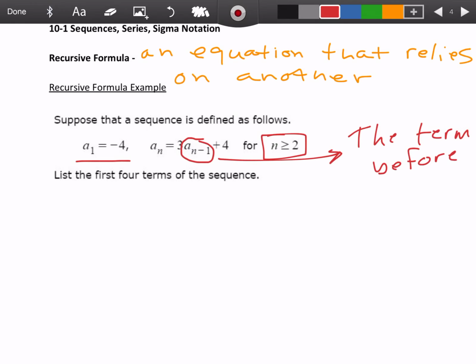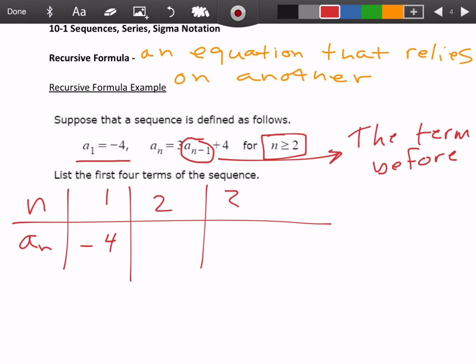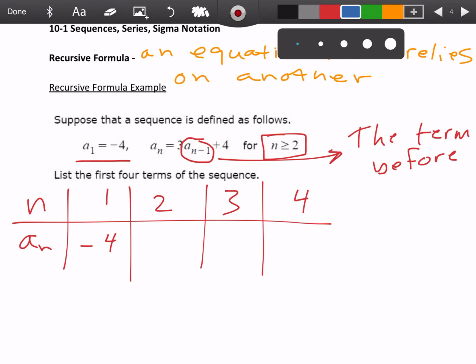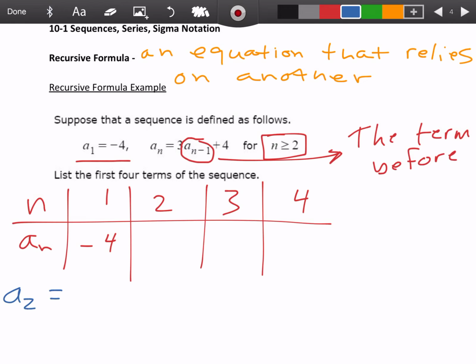So once again, it's important to stay organized. So I would say n, and then we have a sub n, and then they already gave us our first term. That's negative 4. Okay, that's what a of 1 is. So then we just need to go 2, 3, 4. And so for here, a of 2 would be 3 times our first term, which is negative 4, plus 4. So 3 times negative 4, that would be negative 12, plus 4, that would be negative 8.